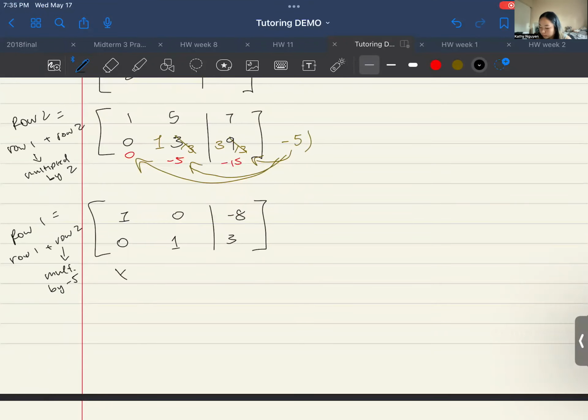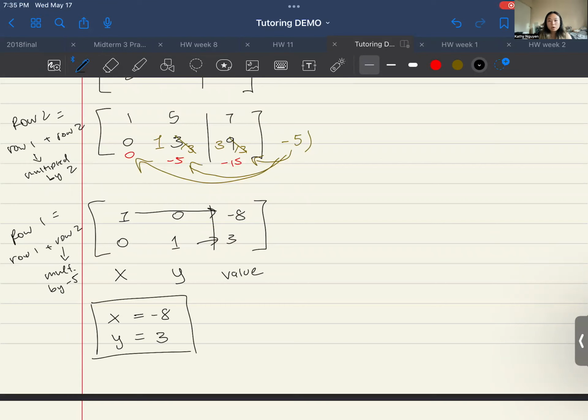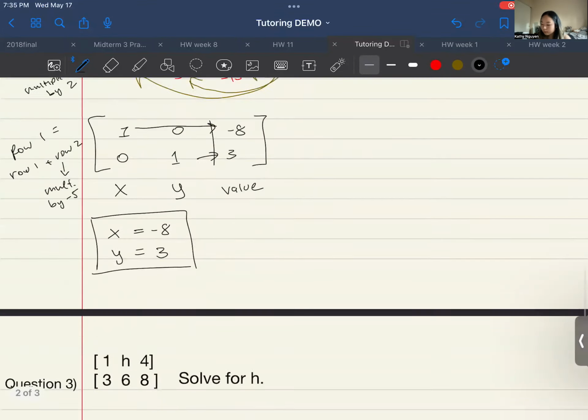So this, again, this would be the x column. This would be the y column. This would be the value. So you go horizontally. X equals -8. Oops. This y would equal 3. And that's how you solve it. So in linear algebra, of course, you go more complex, but that's the gist of using matrices.